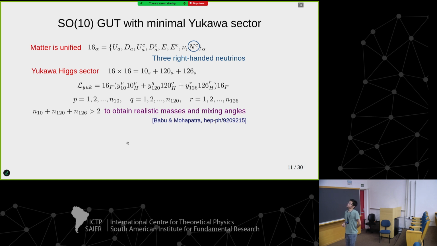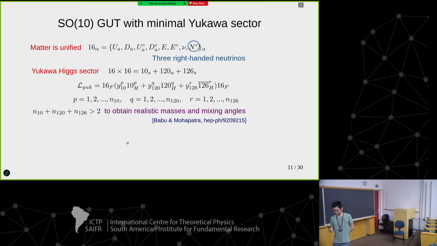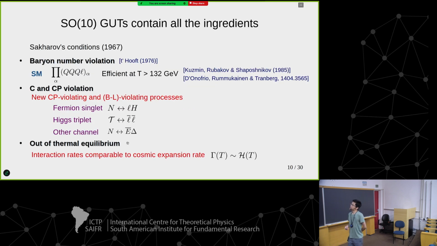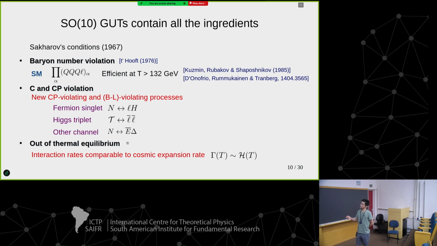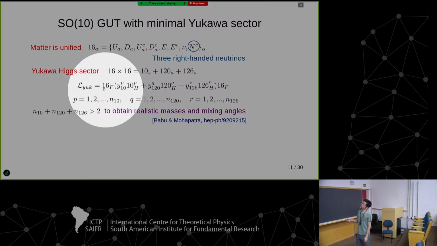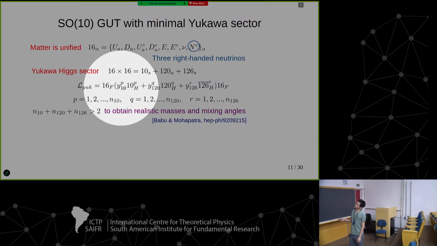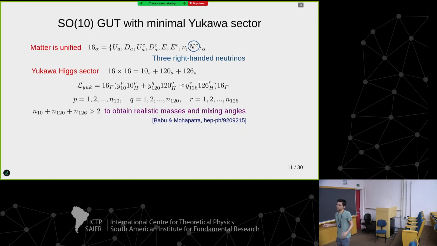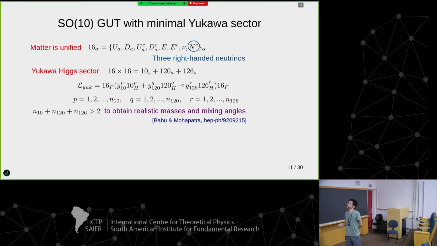One more question. The sources of CP violation have to be put in by hand, right? Yeah, it will come from the Yukawa couplings that we'll see next. It will come from the phases in the Yukawa coupling, yes, for this process. These slides come from these Yukawa couplings: Y10, Y120, Y126. These Yukawa couplings will have complex phases in general, so they come from there.